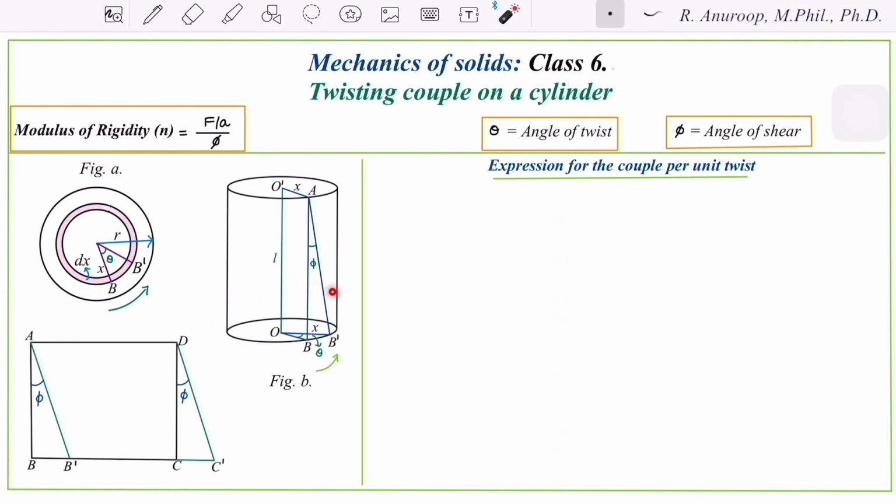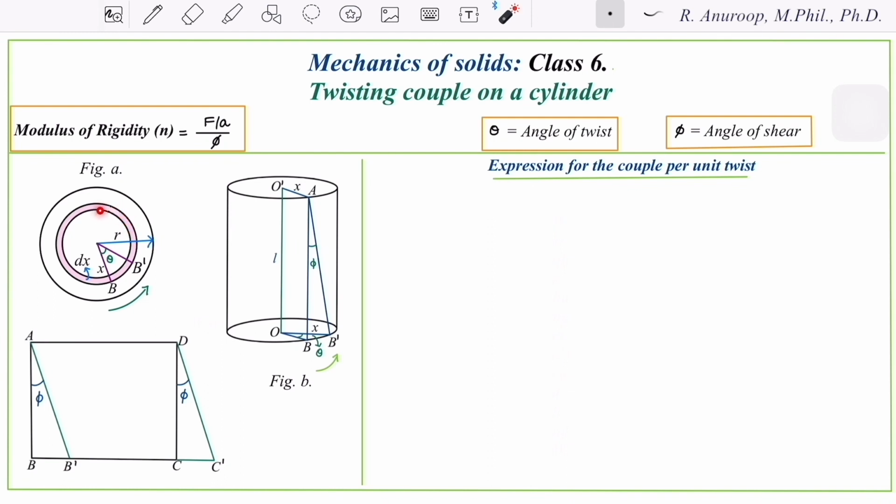Now when you twist the cylinder at the bottom side, each radius of the base of the cylinder will turn through some angle theta. That is called the angle of twist.